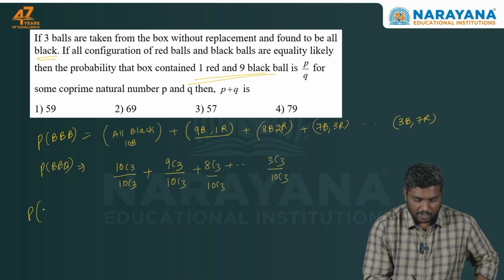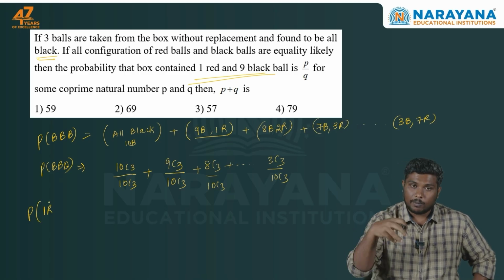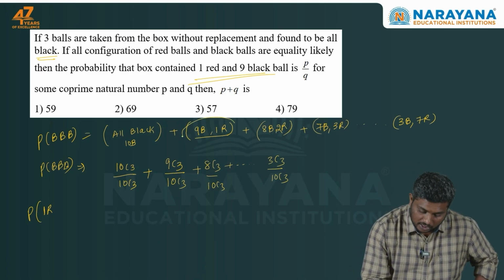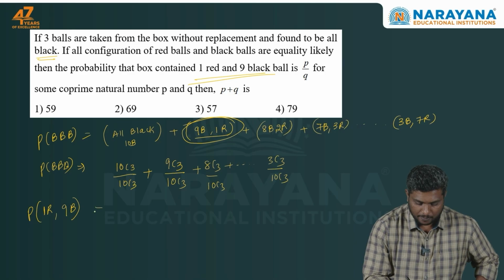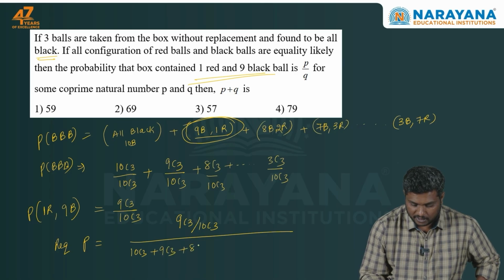Now what is the probability of getting 3 black balls from the bag which contains 1 red and 9 black? Okay, so this is the corresponding case, one such case. Now tell me, 1 red 9 black will be 9C3 by 10C3. So the required probability is equal to 9C3 by 10C3, divided by 10C3 plus 9C3 plus 8C3 plus so on till 3C3, all by 10C3, like this.